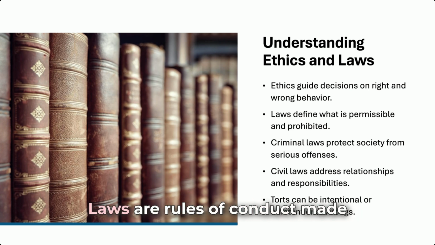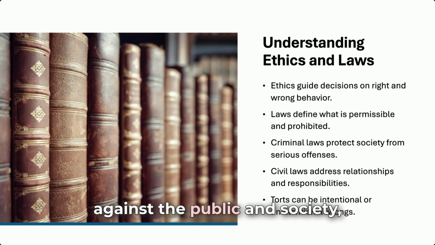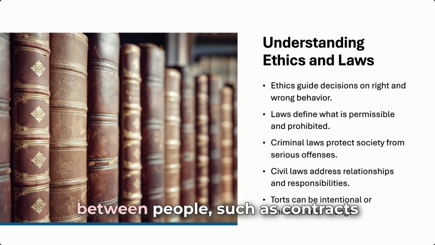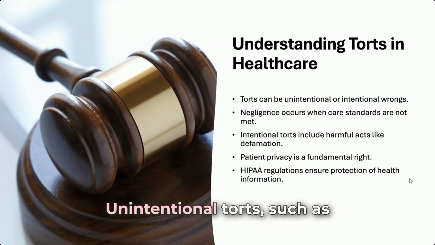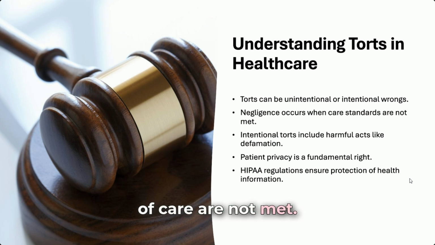Ethics is about what you should or should not do, while laws tell you what you can and cannot do. Laws are rules of conduct made by government bodies to protect public welfare. Criminal laws address offenses against the public and society, such as murder, robbery, theft, rape, kidnapping, and abuse. Civil laws concern relationships between people, such as contracts and nurse practice acts. Torts are wrongs committed against a person or their property, and they can be intentional or unintentional. Unintentional torts, such as negligence, occur when standards of care are not met.